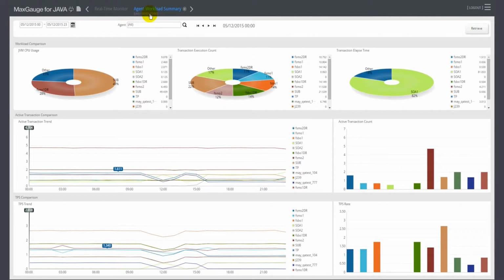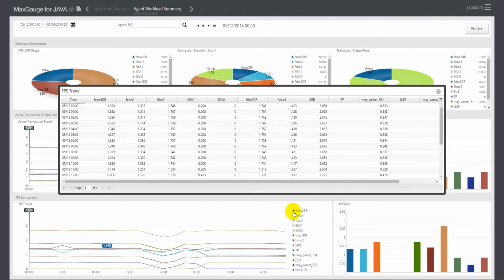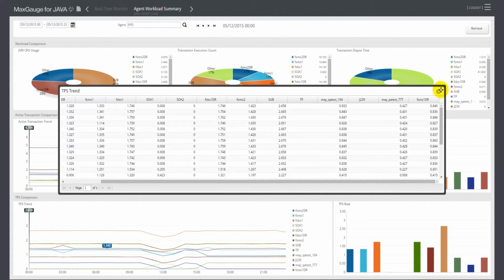The next screen is the workload summary screen. By comparing the performance indicators such as JVM CPU usage rate by each application container, transaction execution count, and transaction per second, you can identify the degree of load distribution in the case of dual redundant application.